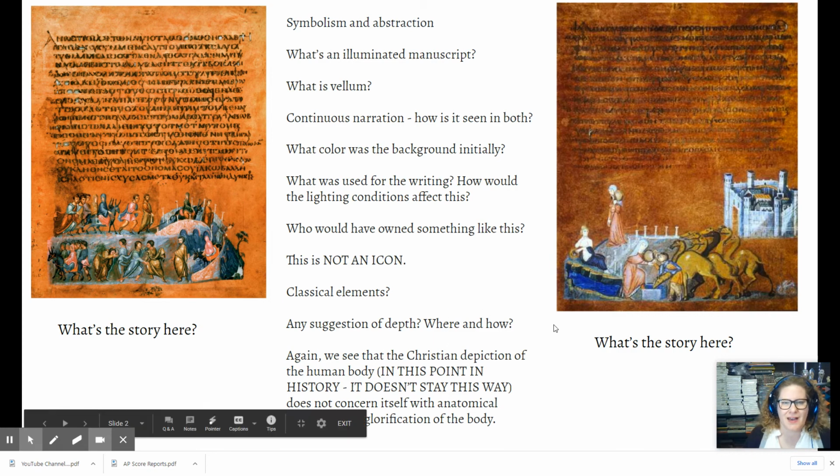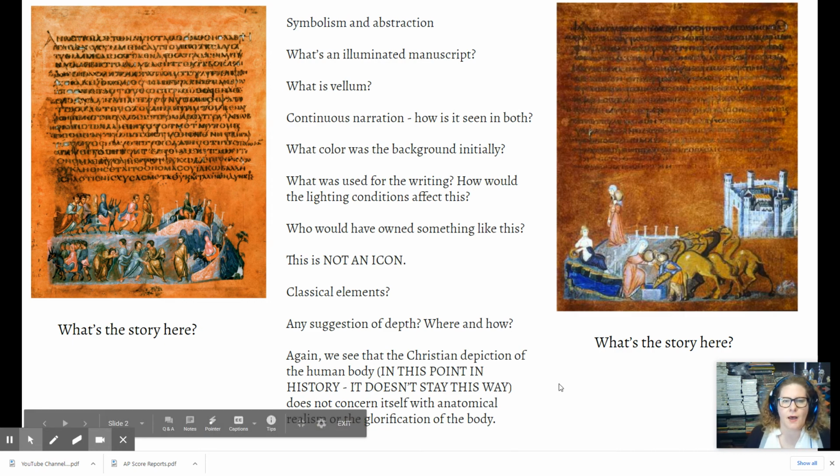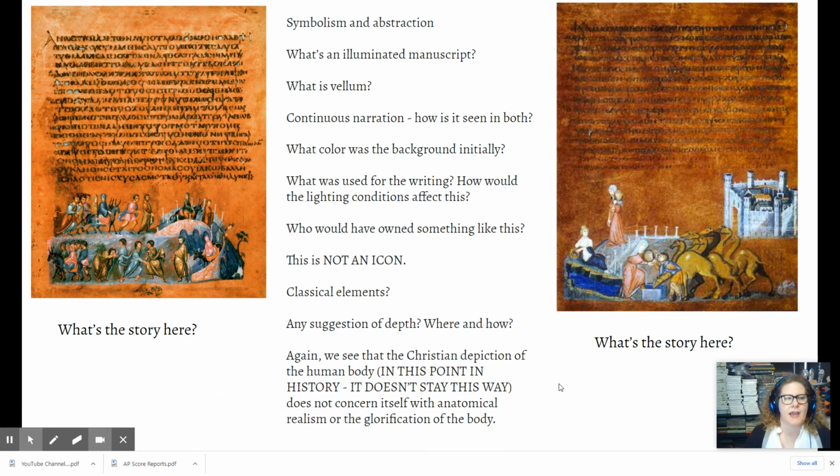All right. We do have suggestions of depth here. I talked about the modeling on the camels, right? We have some modeling on some of the garments, etc. So again, Christian art at this point in time is not concerned with anatomical realism. Eventually we'll get there, especially in the Renaissance. Boy, will we get there. Okay.